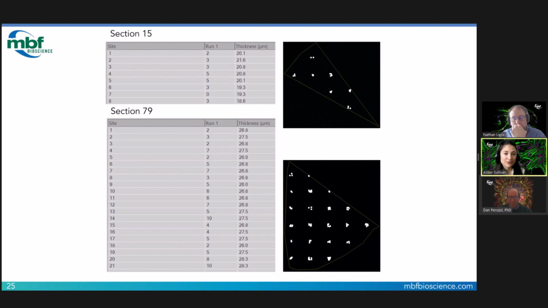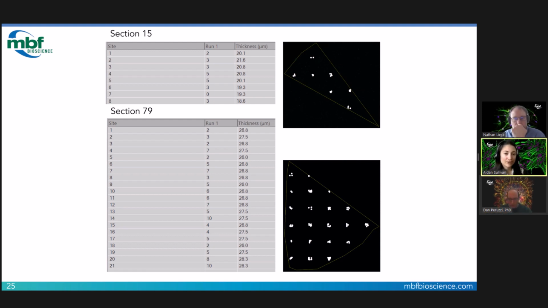So in section 15, you see that I have 8 sampling sites total, where section 79 had 21 sampling sites. And I know we were aiming for an average of 10 sampling sites per section, but we talked about how it's okay to have some variance based on the size of our contoured region at that section. Yeah, that's normal. The sections that have a bigger cross-sectional area will have more dissectors.